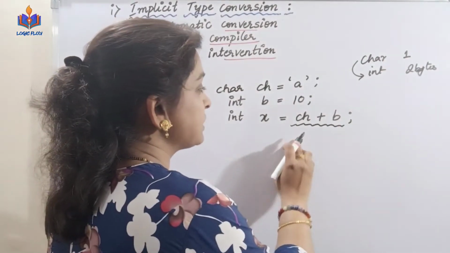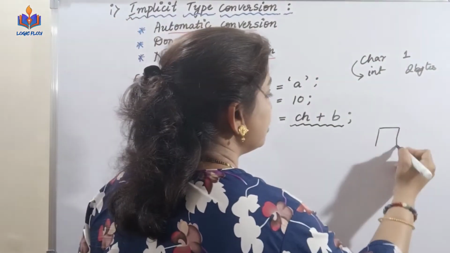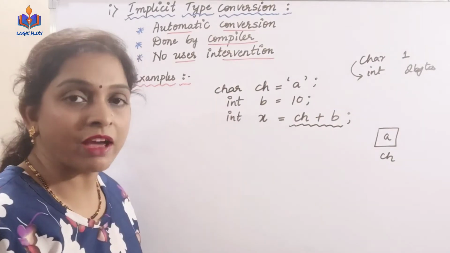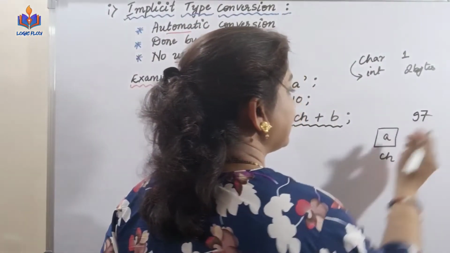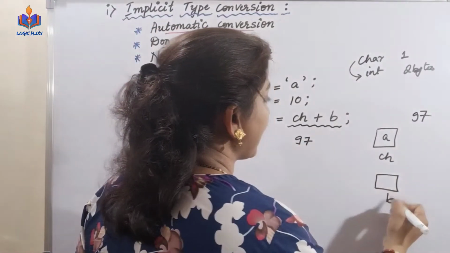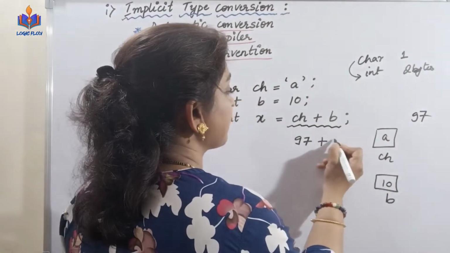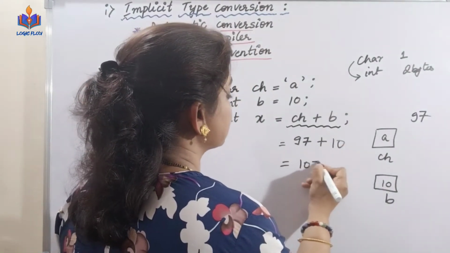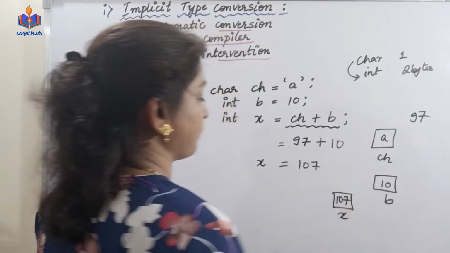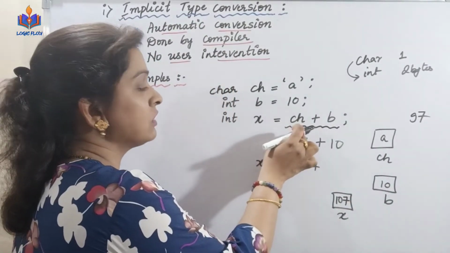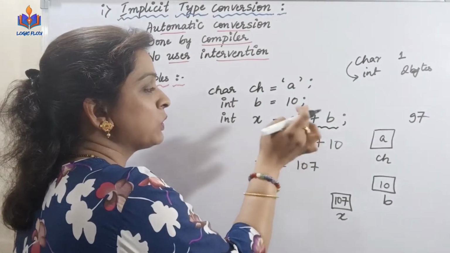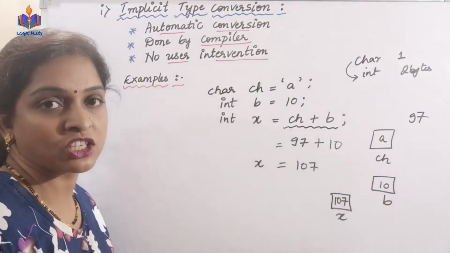So here, ch, which has the value a, the letter a, has the ASCII value 97. It gets converted to integer, so it is 97, and in b we have 10. So it is 97 plus 10, which is 107, stored in x. So in x we get the value 107. This is how the implicit conversion took place by the compiler. The compiler automatically converts this character type to integer type and the operation is performed.